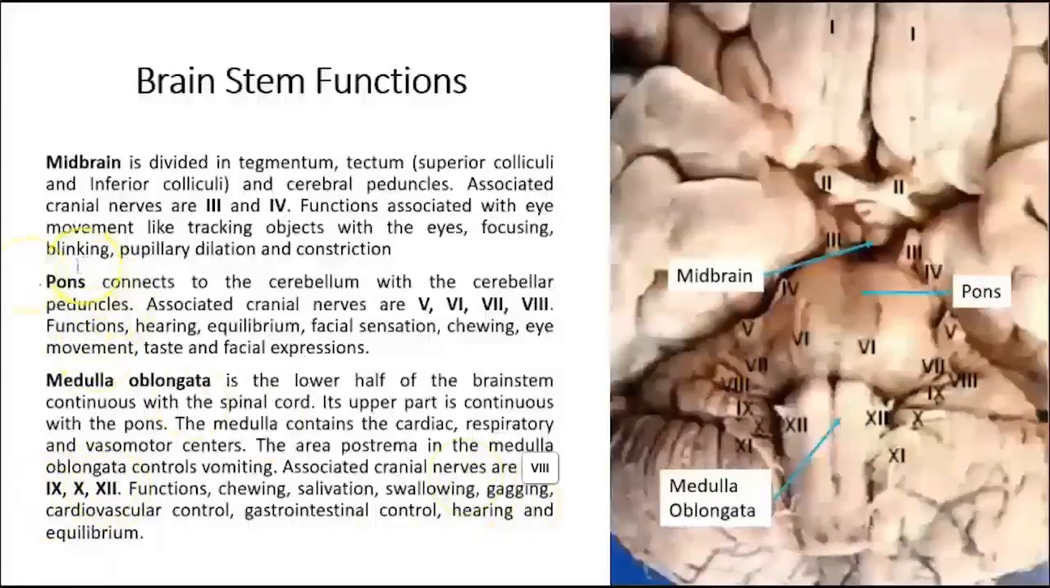In the pons, we're going to have cranial nerves from number 5 to number 8. Number 8 is vestibulocochlear, so that one is for hearing, for equilibrium. Number 5 is trigeminal. That has to do with the sensations in your face. Number 6 is abducens, which is eye movement, taste, and facial movement. With number 7, midbrain, related to cranial nerve number 3, oculomotor, cranial nerve number 4, trochlear. These two are very important for functions that relate to control of eye movements, blinking, focusing, pupillary dilation and constriction.